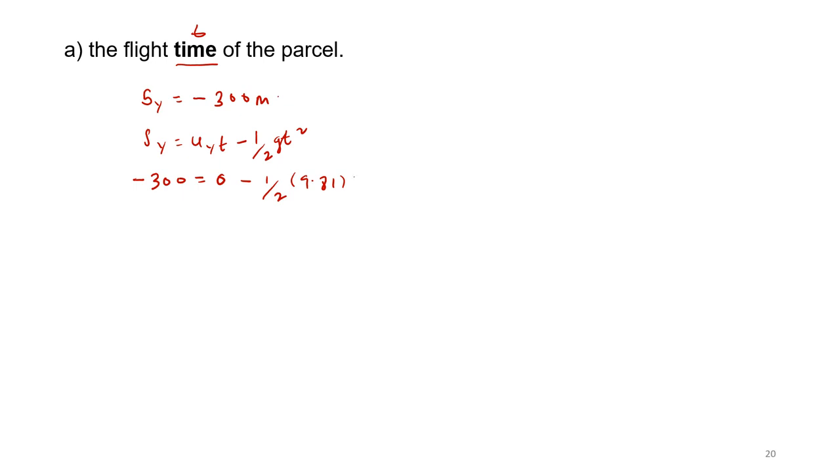Now, question number A, calculate the flight time of the parcel. We know that vertical displacement Sy equal negative 300 meter. Now, we use equation Sy equal Uyt minus half gt squared. Substitute value one by one, Sy negative 300, Uy 0, negative half G 9.81, and then we get T 7.82 second.